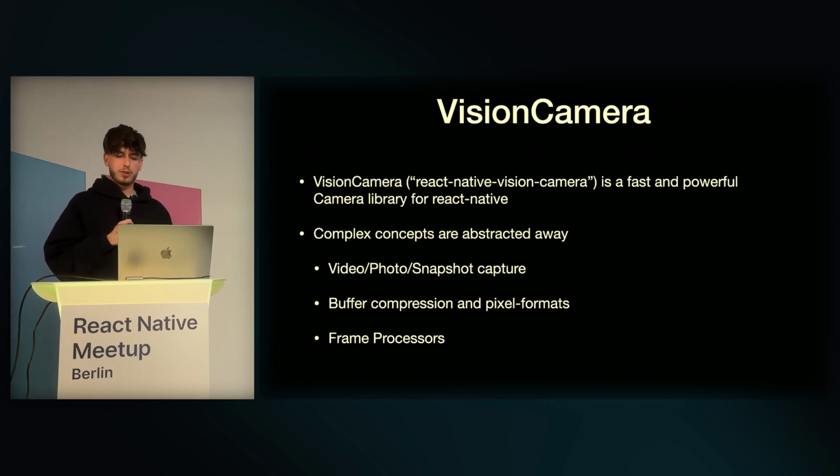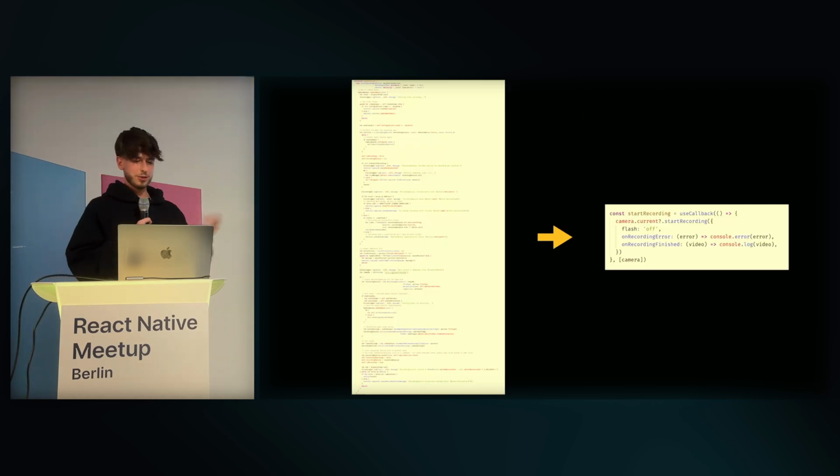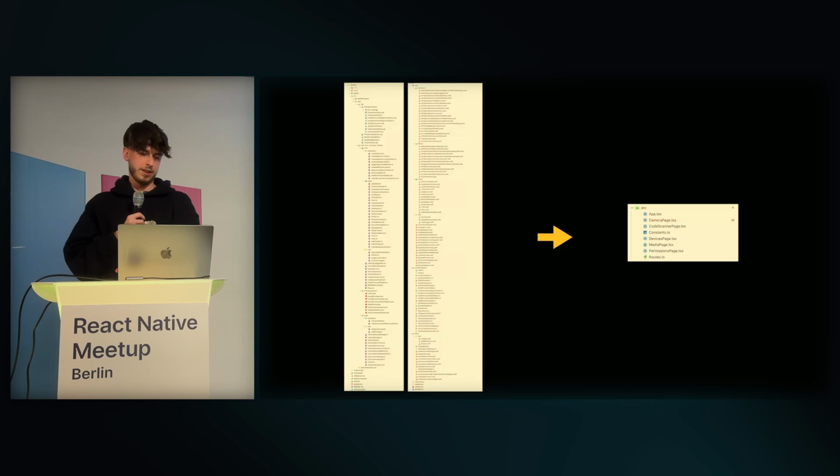Buffer compression, pixel formats, all those kinds of things you don't really need to worry about in VisionCamera, and frame processors, which I'm going to explain in a second. So just a fun little picture here. On the left side is the iOS implementation of start recording, the function calls to start a video recording, which is, I don't know, like 100 lines of code? And on the right side, you just call it in 4 lines of code in React Native.